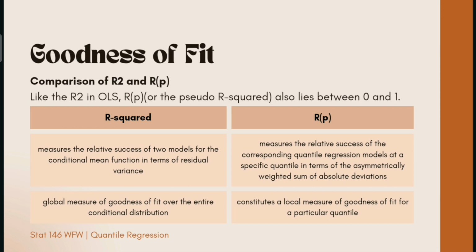Here we have the comparison of the R squared and the pseudo R squared. Unlike the R squared, which measures the relative success of two models for the conditional mean function in terms of residual variance, the pseudo R squared measures the relative success of the corresponding quantile regression models at a specific quantile in terms of an appropriately weighted sum of absolute residuals. Also, the R squared constitutes a global measure of goodness of fit over the entire conditional distribution, while the pseudo R squared constitutes a local measure of goodness of fit for a particular quantile.